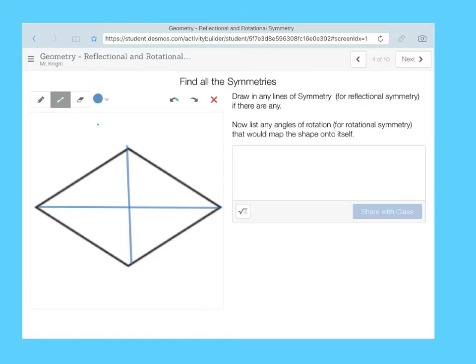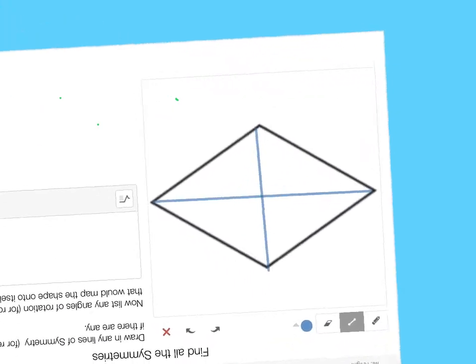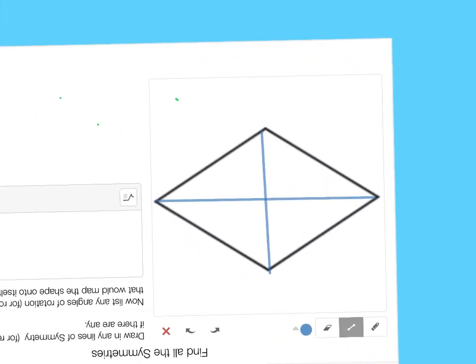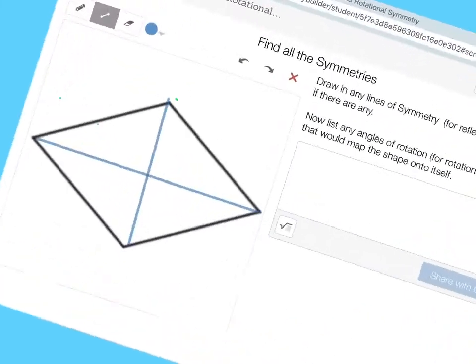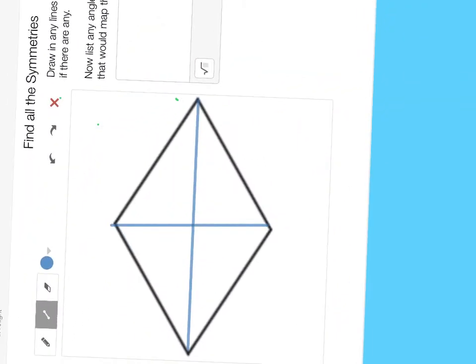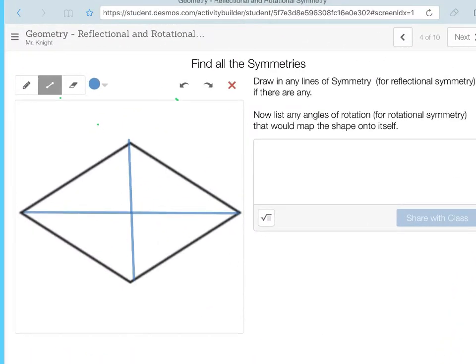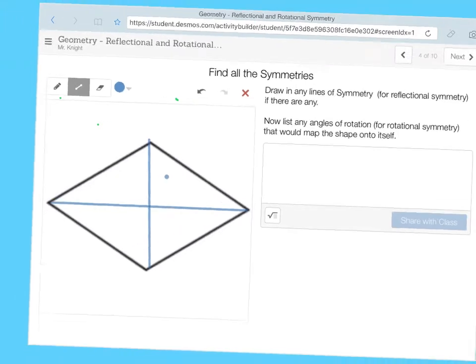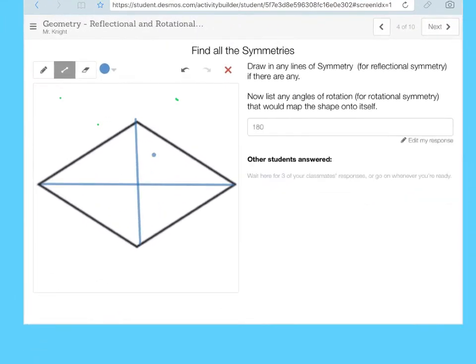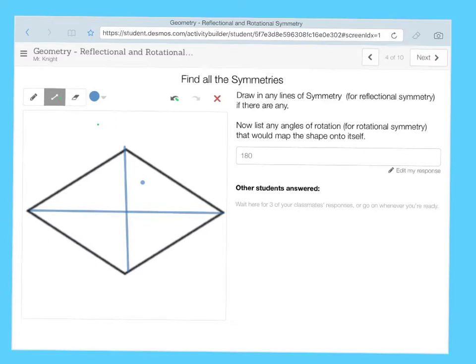Are there any angles of rotation? Well, if I rotate this 180 degrees, it looks the same. But if I rotate it from where it started only a quarter turn, that's a different shape. So our only degrees of rotation here is 180. We could also do a 360 there, but we're not going to worry about 360. We just care about the degrees that are less than 360. So great. Well, let's look at a couple more here.